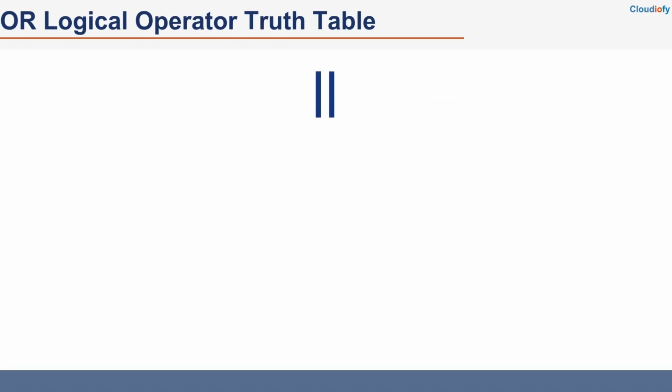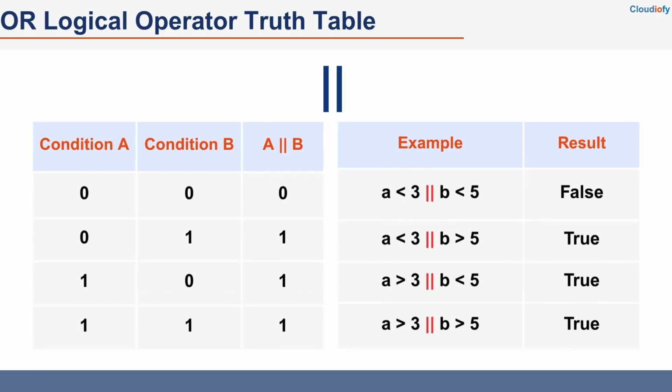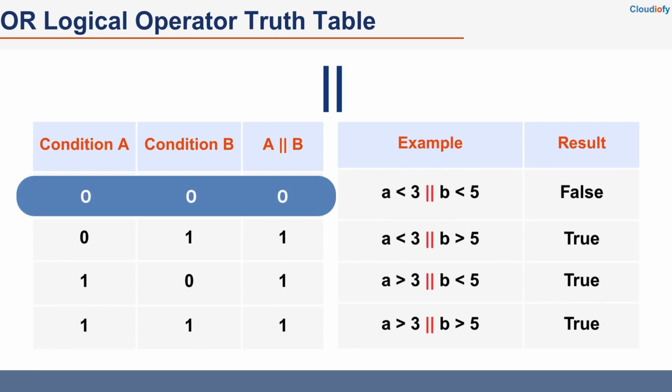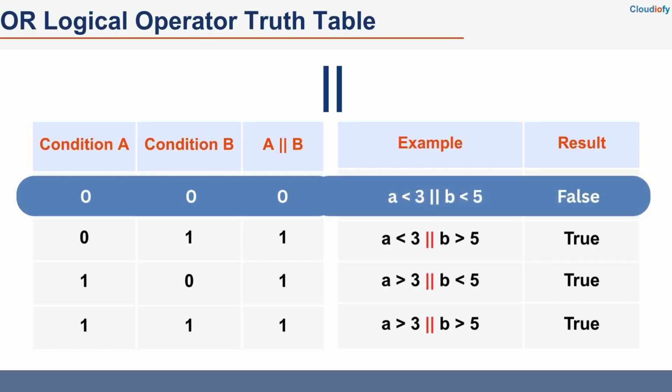Next, we have the OR operator, written as double vertical bar, ||. It returns true if at least one input is true. If both conditions are false, we get 0, which means false. For example, let's say A is equal to 5 and B is equal to 6. Now check the condition. A is less than 3 or B is less than 5, both are false. The final result is also false.